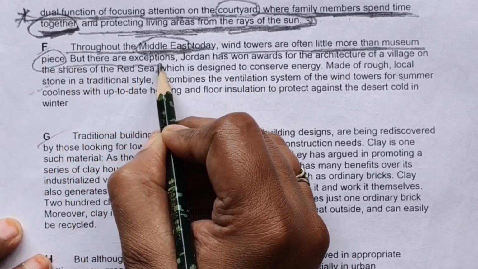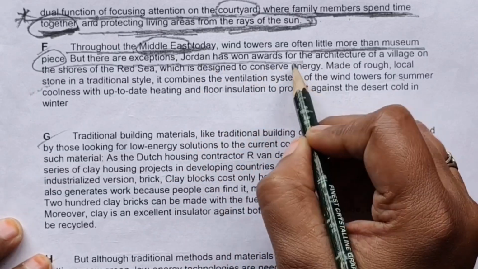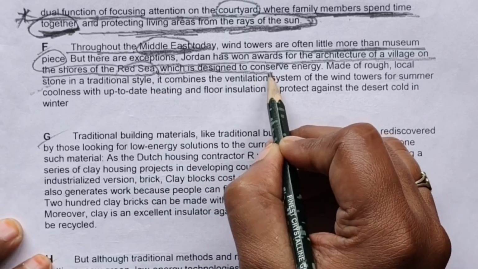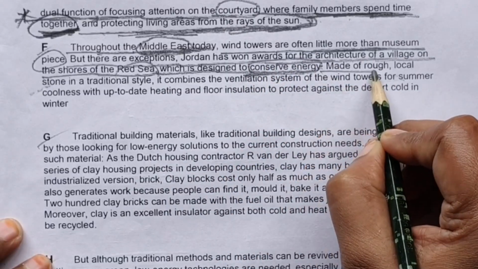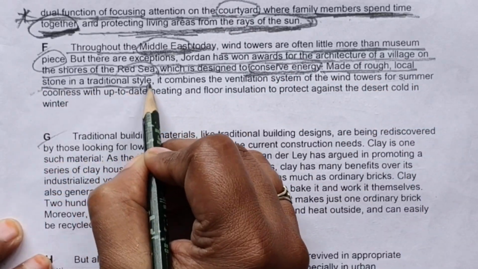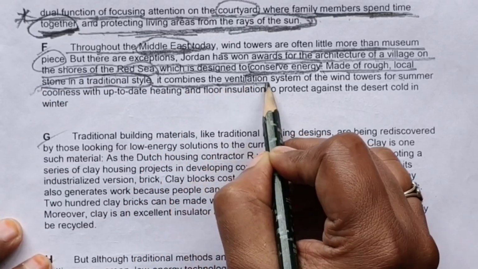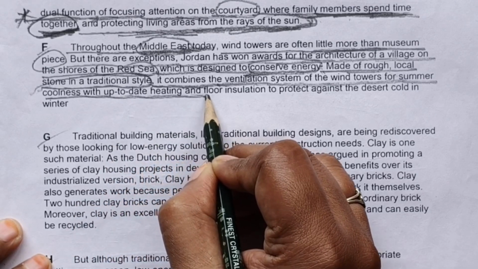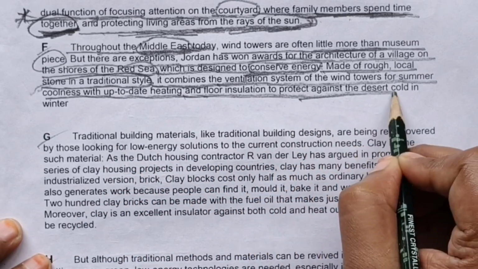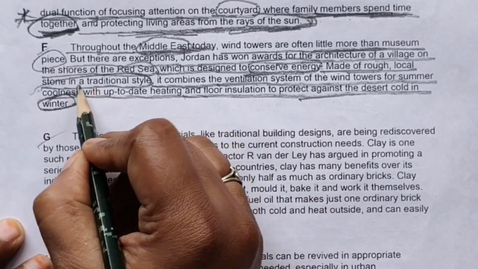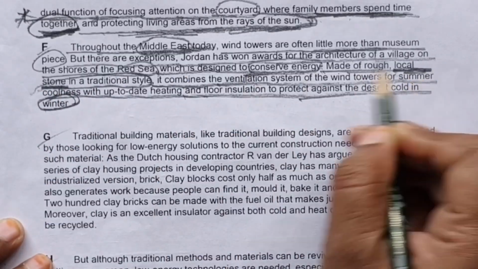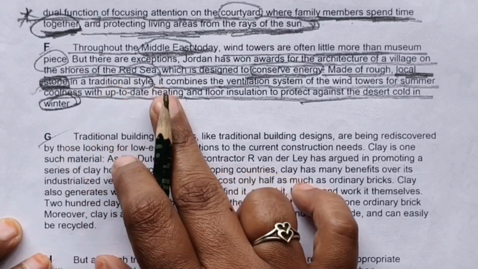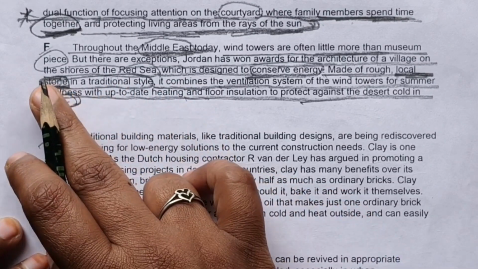museum pieces, but there are exceptions. Jordan has won awards for the architecture of a village on the shore of the Red Sea which is designed to conserve energy. Made of rough local stone in a traditional style, it combines the ventilation system of the wind towers for summer coolness with up-to-date heating and floor insulation to protect against the desert cold in winter. So here they are talking about the local stone. And here they have mentioned why they are using this stone.